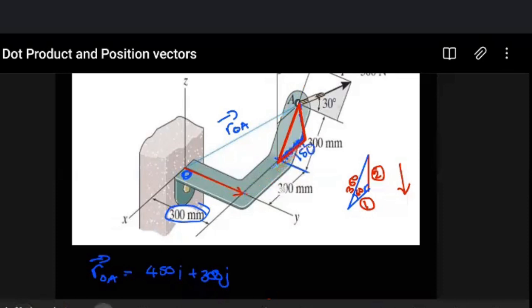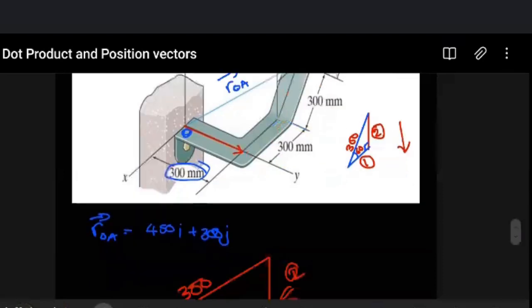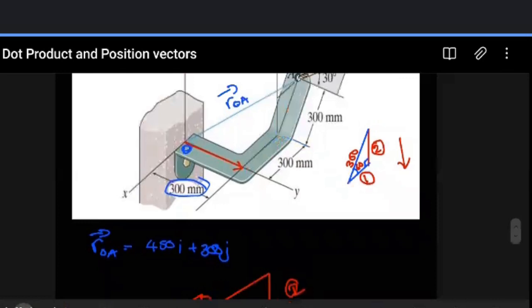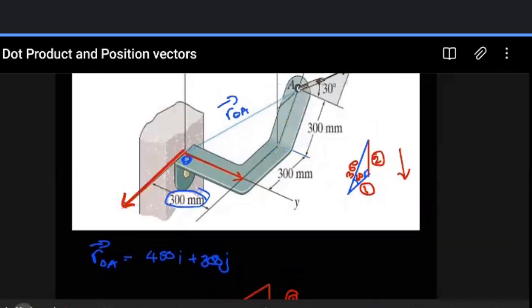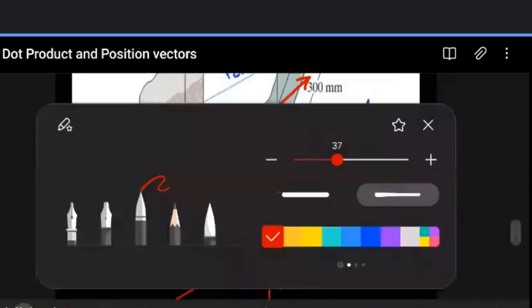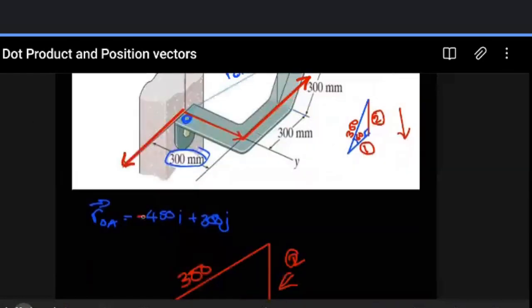Isn't it negative? Exactly. That's the thing that I said I left out. The positive x is in this direction. Notice that here we are moving from this point, going in this direction. So this is in the negative x. So this 450 has to be negative. So we've sorted out the x component.